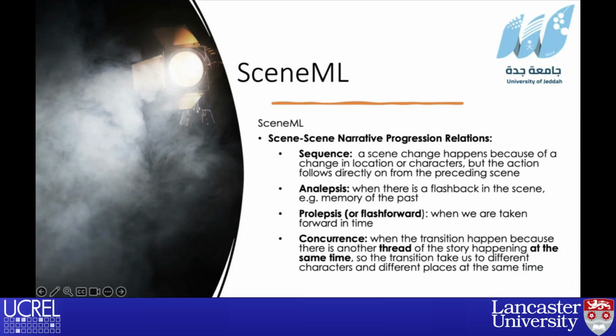SceneML has narrative progression links that link between the scenes. We have four types of narrative progression links. We have sequence relations, analepsis, prolepsis, or concurrence. The sequence relation links two scenes when we have a change in either the location or the set of characters. So when the characters change, like a character enters the location or the scene, or a character exits the location, then we have a sequence relation between scenes.